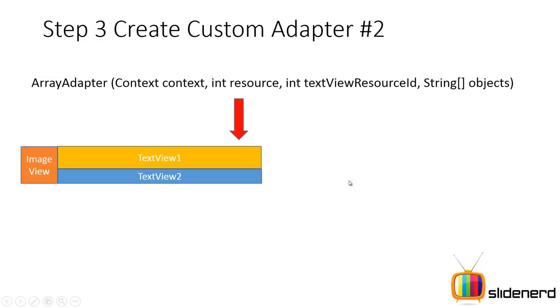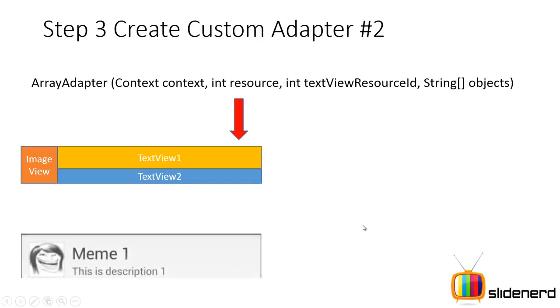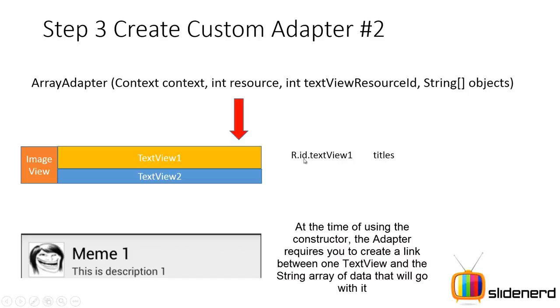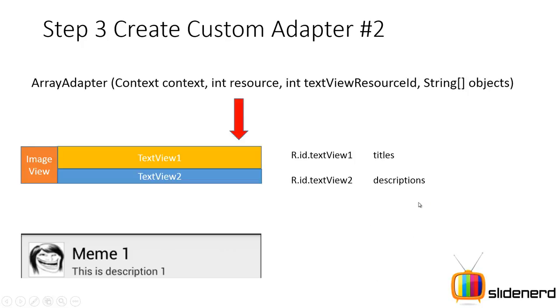One of them is the titles and the other one is the descriptions. So we have 2 options. We can either have r.id.textView1, which is our first text view, and put the titles string array inside that, over here inside the constructor, or we can have the text view 2 and map that to the description string array. One of these has to be done. If you don't do either of these, you won't see anything on the list view. I've tried it out, and that's why I'm saying that.